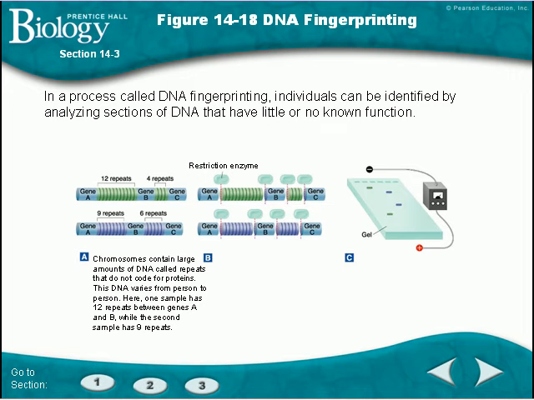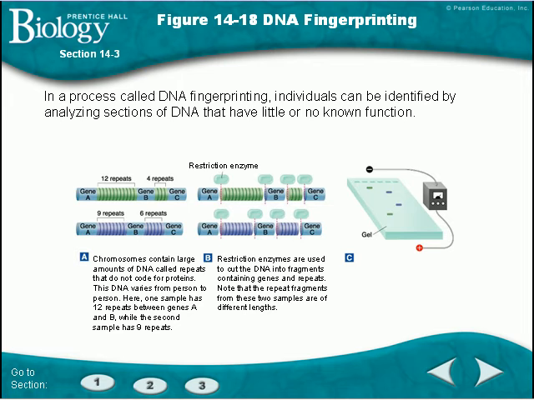So what they will do is use these segments called repeats, and you can see here that this person has 12 repeats, this person has 9 repeats, so the segments of the DNA are going to be a little bit different. And what they do is they cut the DNA using an enzyme, and you can see the length of this piece right here is pretty long compared to this piece.